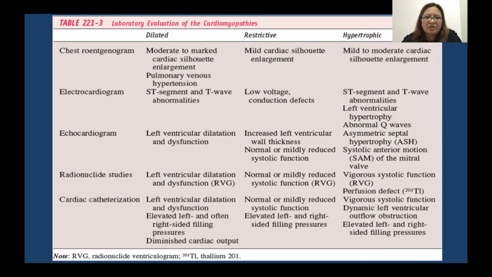For cardiac cath, same with echo, still with ventricular dilatation and dysfunction, but this time you can check for an elevated left and often right-sided filling pressure. There is diminished cardiac output. For restrictive, same with DCMP, the left and right-sided filling pressure may be elevated and normal or mildly reduced systolic function, vigorous systolic function, and dynamic LVOT obstruction for hypertrophic cardiomyopathy.